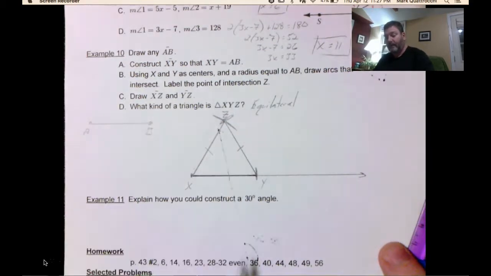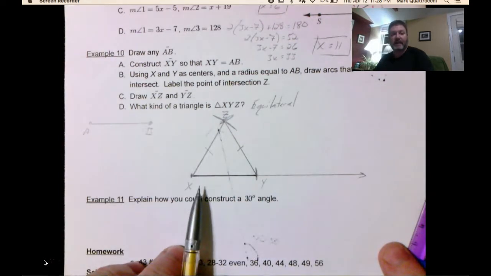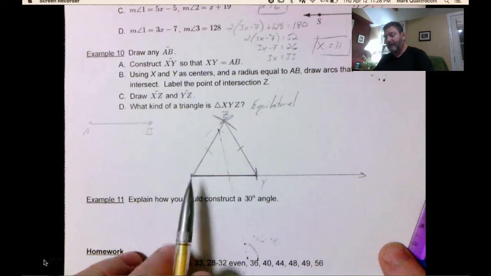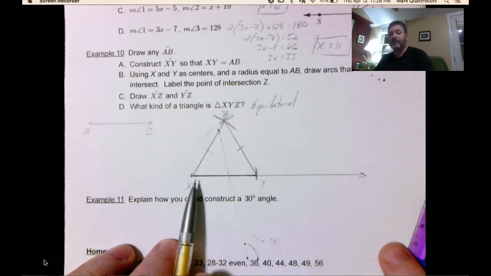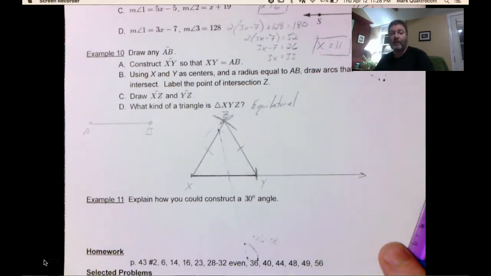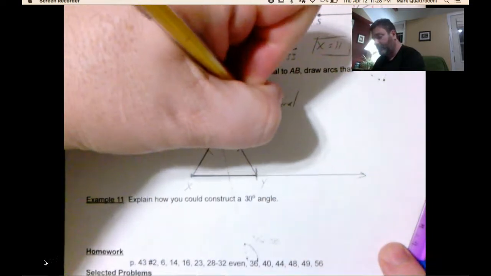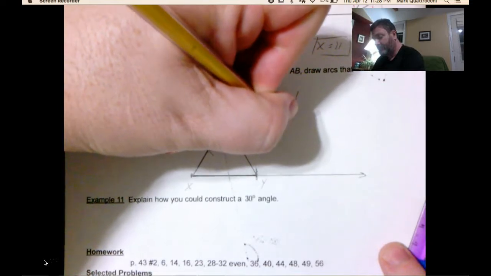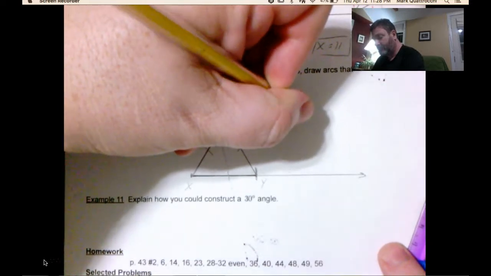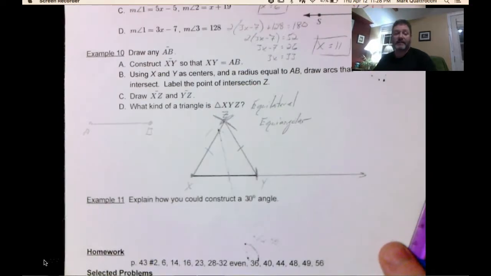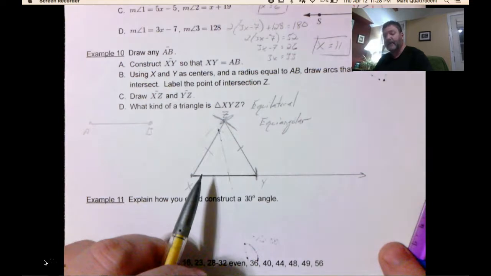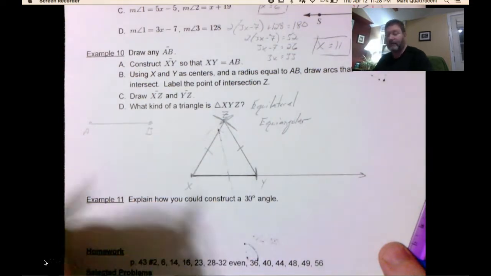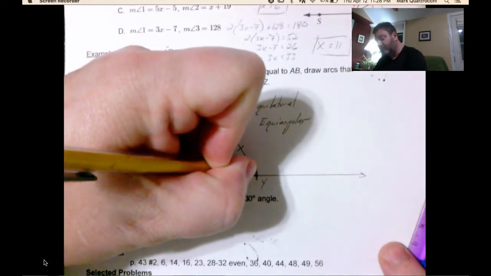Well, using what I just did in example 10. I'm not going to redo this whole thing. I'm going to use example 10. I've just constructed an equilateral triangle. The fact that it's equilateral makes it also equiangular. The fact that it's equiangular means that each of these angles are exactly the same. They add up to 180, so each one is 60 degrees.